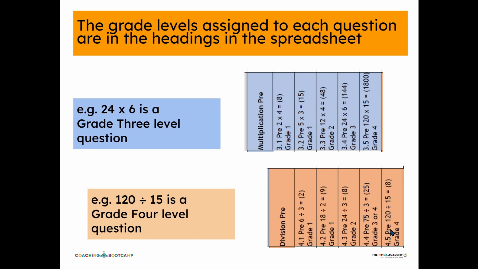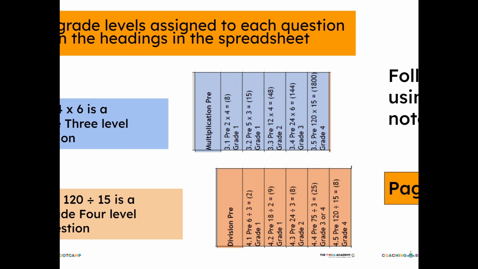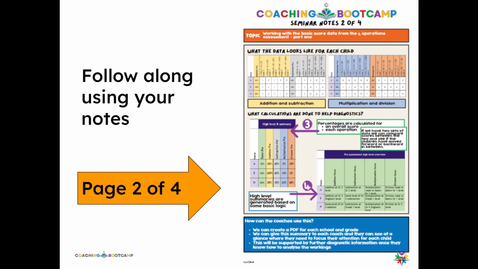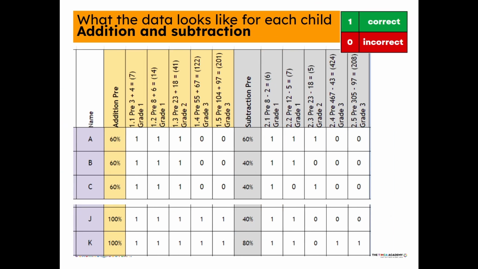So those are headings in the spreadsheet. If you want to continue following along in your notes, let's move on to page 2. So what does the data look like once it's entered into the spreadsheet? Let's have a look at addition and subtraction. Remember that a 1 is entered for a correct answer and a 0 is for an incorrect answer.